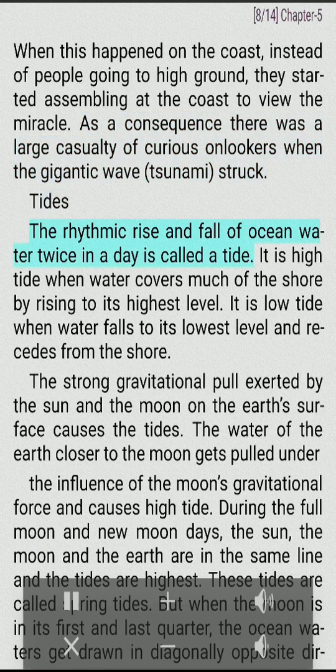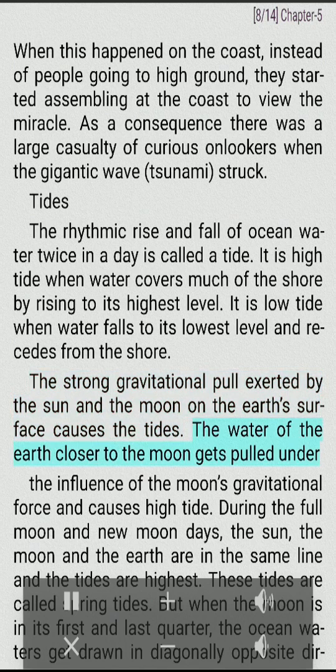struck. Tides. The rhythmic rise and fall of ocean water twice in a day is called a tide. It is high tide when water covers much of the shore by rising to its highest level. It is low tide when water falls to its lowest level and recedes from the shore. The strong gravitational pull exerted by the sun and the moon on the Earth's surface causes the tides.